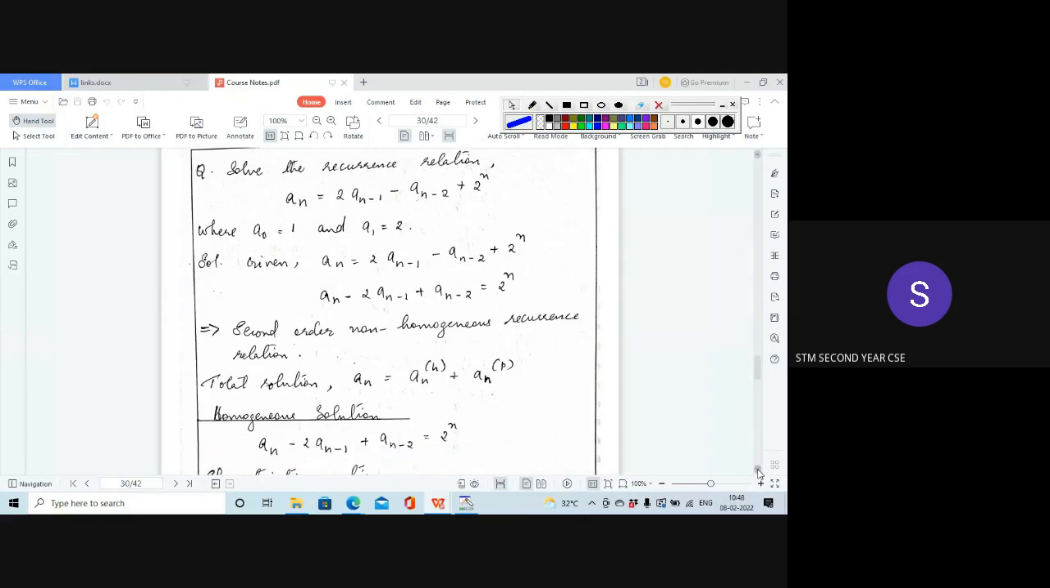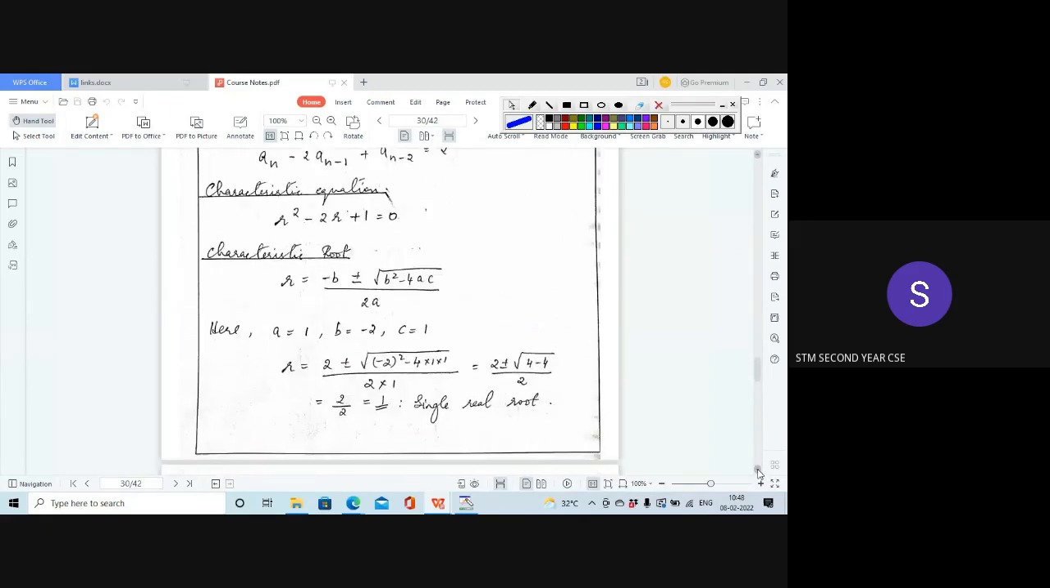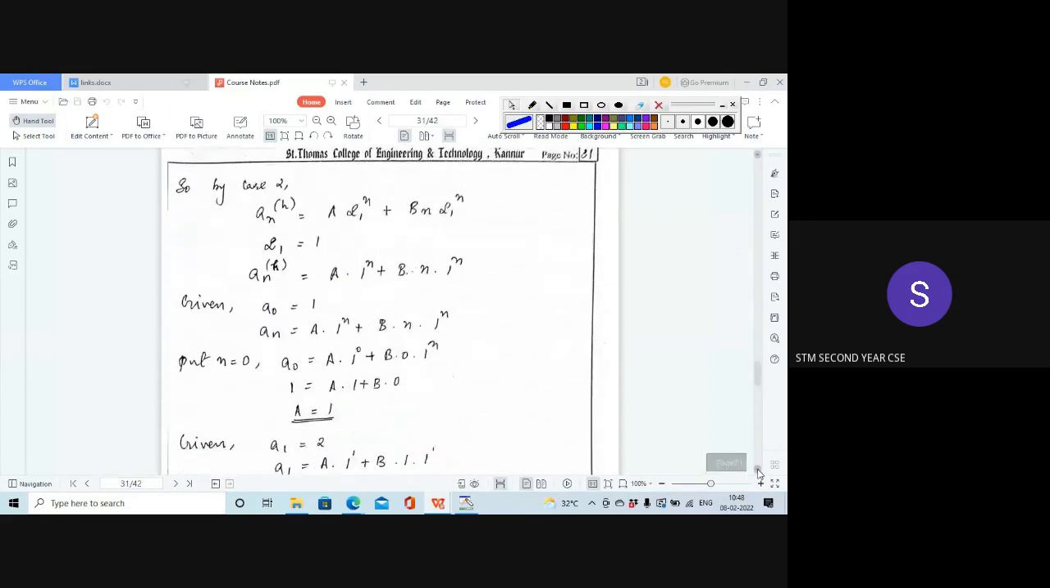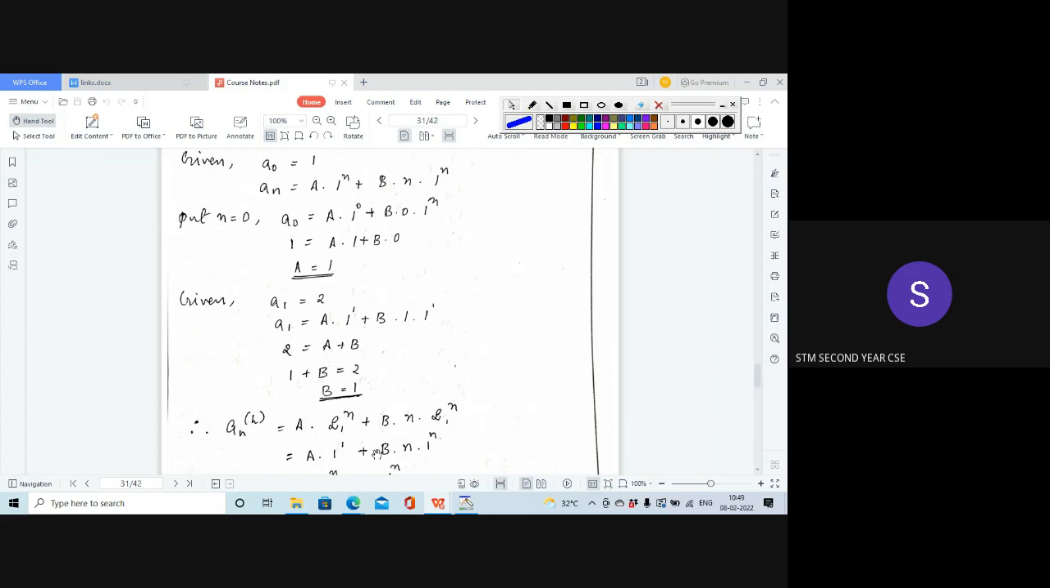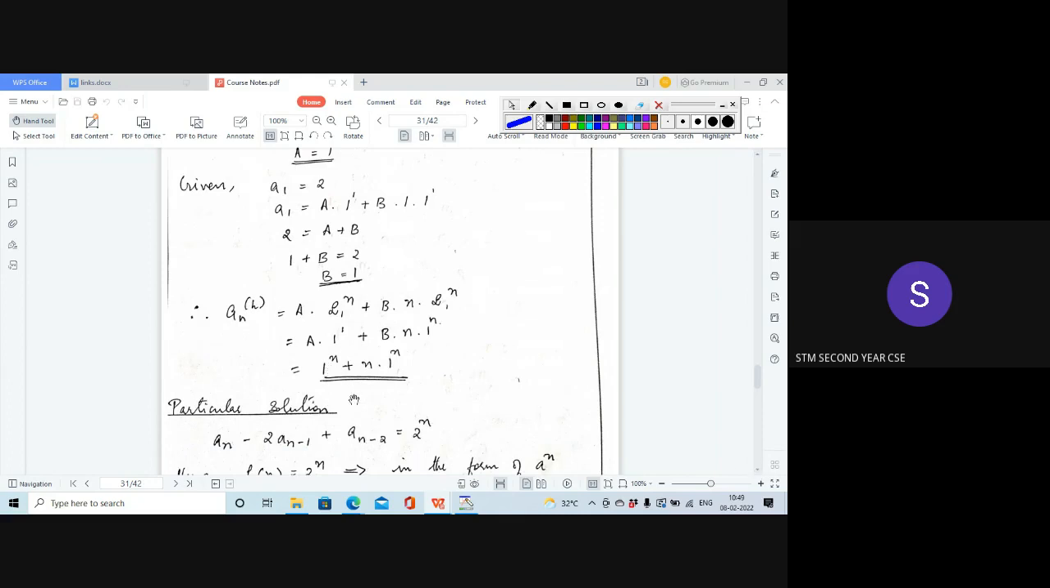This is the homogeneous solution. We had found out the homogeneous solution. Here, instead of C1 and C2, I had used A and B. Both formulas are the same. Alpha means R. A means C1. B means C2. So here we had got the value of A and B, or C1 and C2, and I had substituted in the homogeneous equation, and I had got 1 raised to n plus n into 1 raised to n.